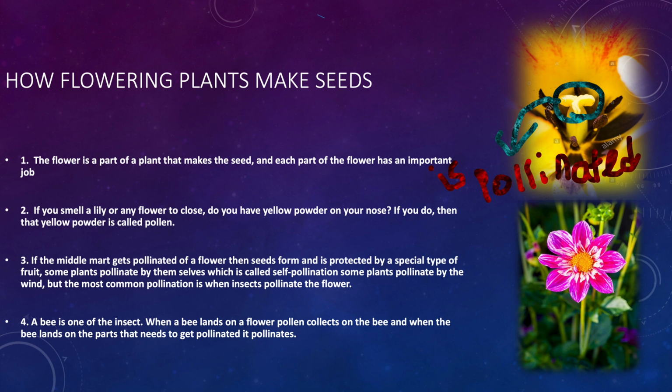Some plants pollinate by the wind, but the most common pollination is when insects like bees pollinate the flower. A bee is one of the insects. When a bee lands on a flower, pollen collects on the bee. And when the bee lands on the part that needs to get pollinated, the flower gets pollen.